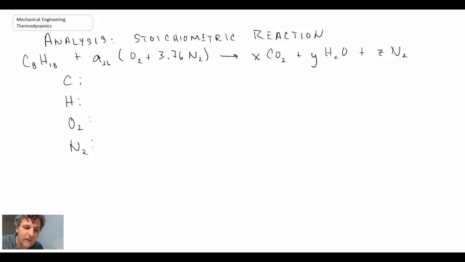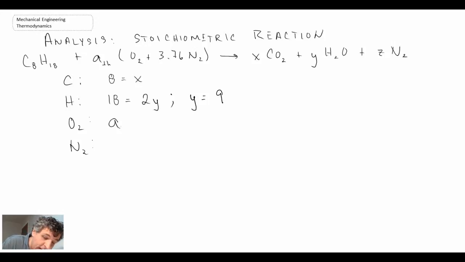So there we have our reaction. What we're going to do is a mass balance for each of the different elements. Beginning with carbon, we have 8 on the left, and on the right-hand side, we have X. So that defines X for us. Now for hydrogen, we have 18 on the left, and on the right we only have hydrogen in the water, and consequently we have 2Y. That defines Y as 9.